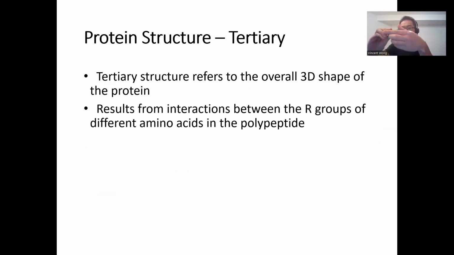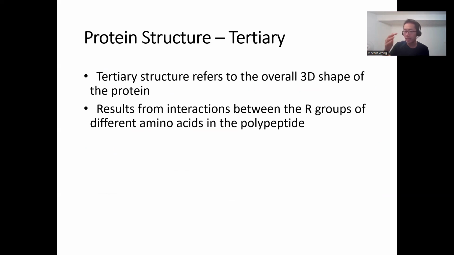Okay, it might fold up onto itself and become like a ball, maybe. Like a ball, so it has a 3-dimensional shape. The overall 3D shape is called the tertiary structure. Everything else before is kind of 2D, it's flat. But now it folds up, it becomes a ball, okay? That is the tertiary structure.